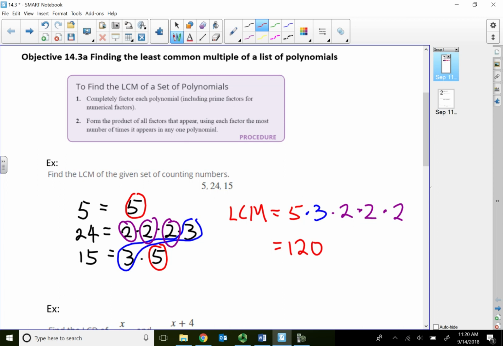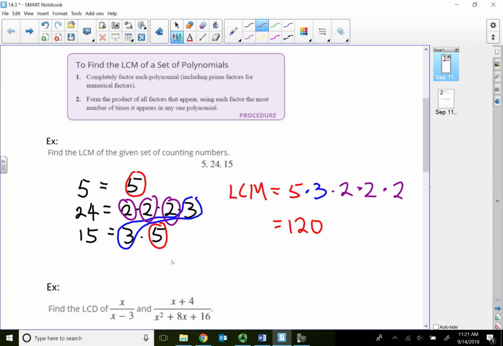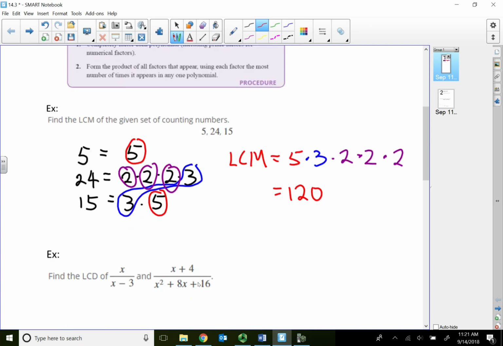Step number 2 says form the product of all factors that appear, using each factor the most number of times it appears. That means it's basically counting the repeated factors and the non-repeated factors. Least common multiple counts the repeated factors and the non-repeated factors. Greatest common factor only counts the repeated factors, and they have to repeat between all the terms.